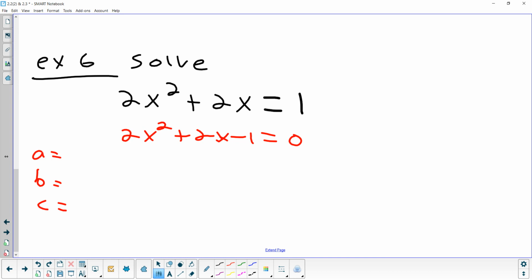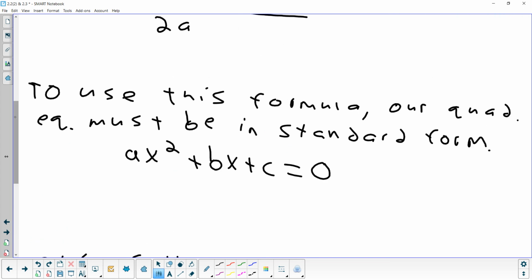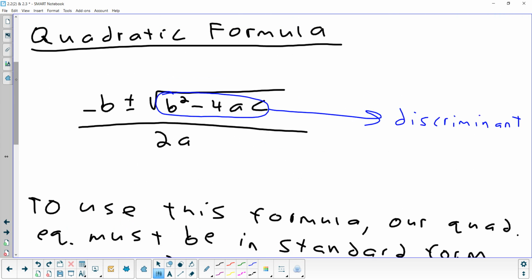Casey, what's my a? 2. And Francesca, b? 2. And c, -1. Now, from here it's easy. Just fill those three numbers into that formula. Just use the right formula, but since you can make a reference sheet, really shouldn't be any reason why you have the wrong formula. Make sure you copy that down.